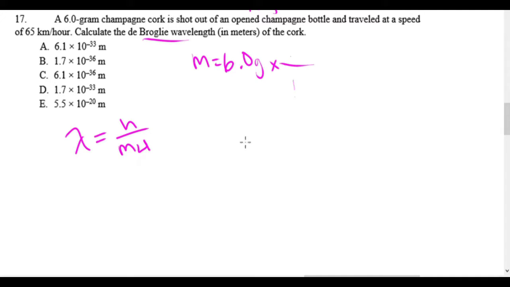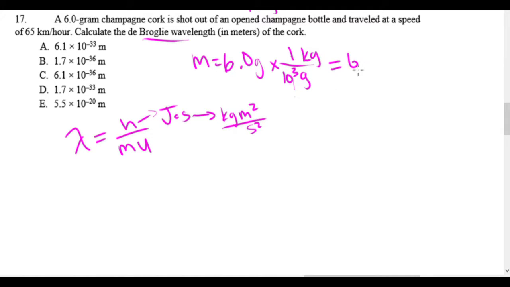So, a 6 gram cork is shot out and travels at the speed of this. Calculate the de Broglie wavelength. So we have a mass, which is 6.0 grams. Let's go ahead and convert that to what we know we're going to need it in, since the de Broglie wavelength uses lambda equals h over m times u, which is the velocity. And h uses joules seconds, which uses kilogram meters squared over seconds squared. So we're going to need this in kilograms. There are 1,000 grams in 1 kilogram, which is 6.0 times 10 to the negative 3 kilograms.